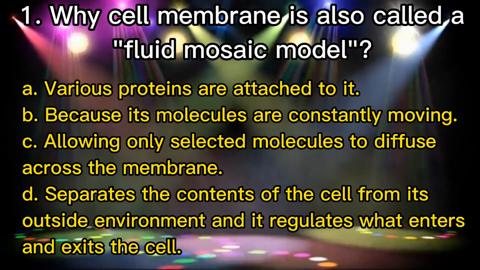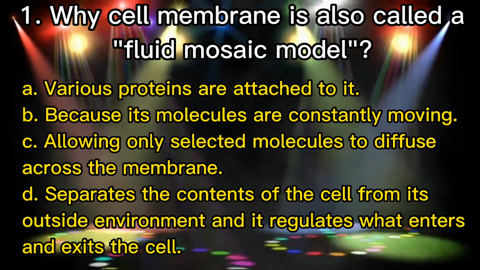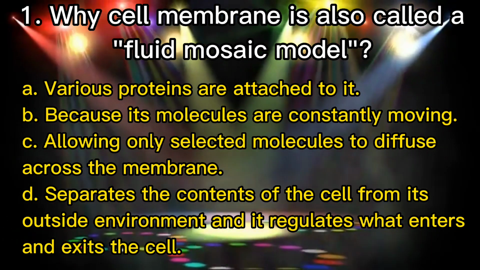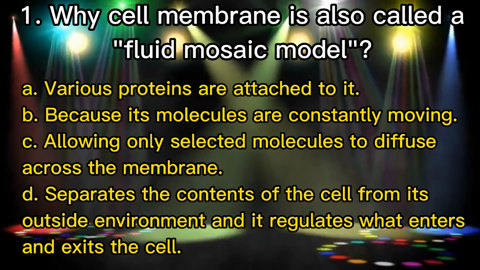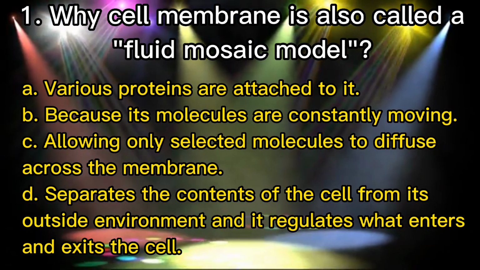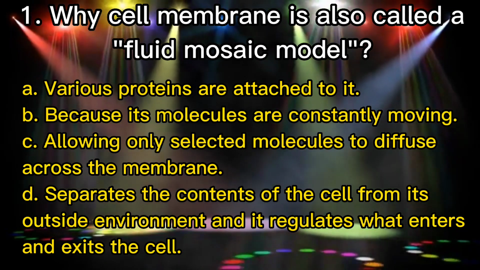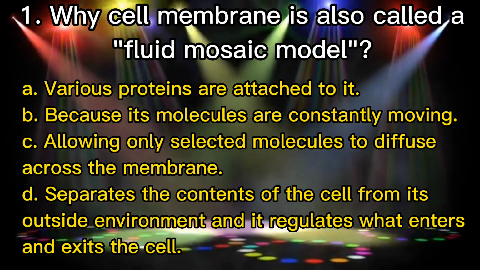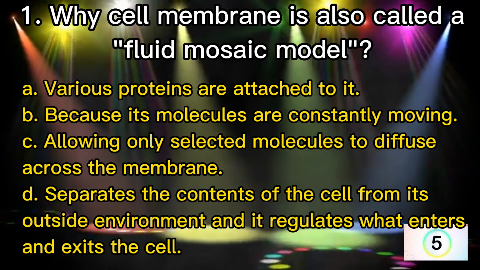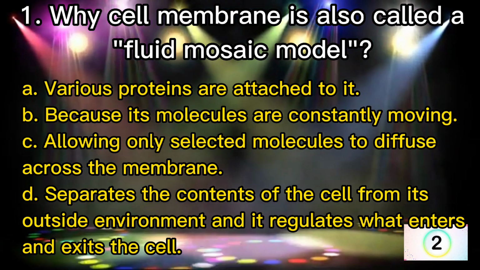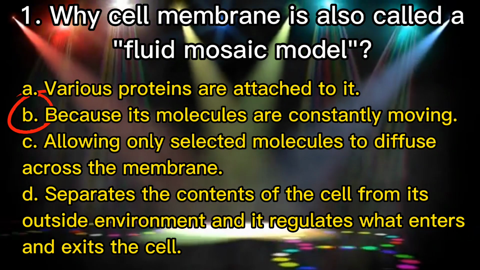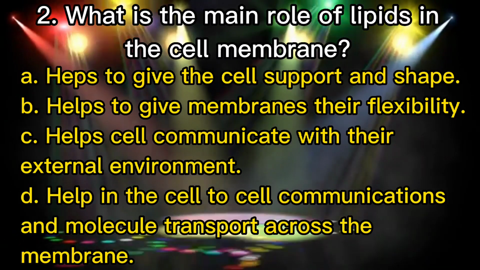Number 1. Why is the cell membrane also called a fluid mosaic model? Letter A. Various proteins are attached to it. Letter B. Because its molecules are constantly moving. Letter C. Allowing only selected molecules to diffuse across the membrane. And letter D. Separates the contents of the cell from its outside environment, and it regulates what enters and exits the cell. The correct answer is letter B, because its molecules are constantly moving.